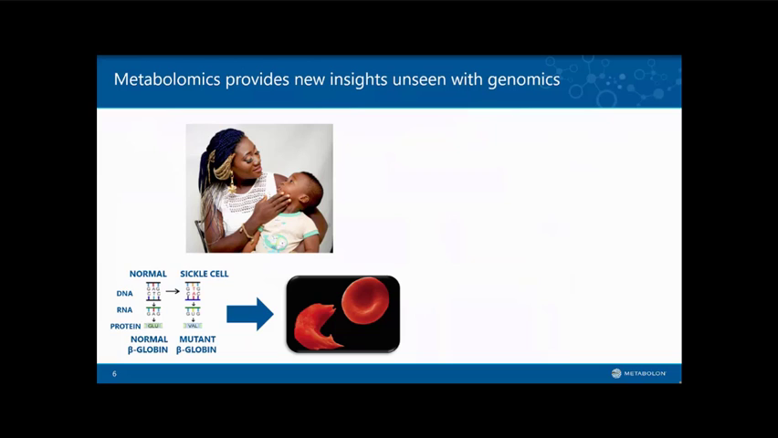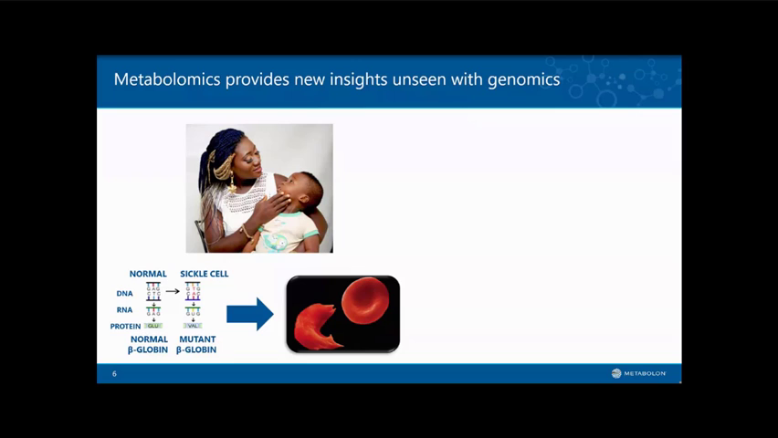And now I'd like to provide an example of why we feel metabolomics provides really unparalleled insights that are unseen with genomics. And this is an example of sickle cell anemia, which is still a highly prevalent disease today. For example, in Nigeria alone, 150,000 children are affected with this on a yearly basis, and over 15,000 patients die worldwide as a result of this disease. And this is despite the molecular basis of this disease having been known for over 60 years.